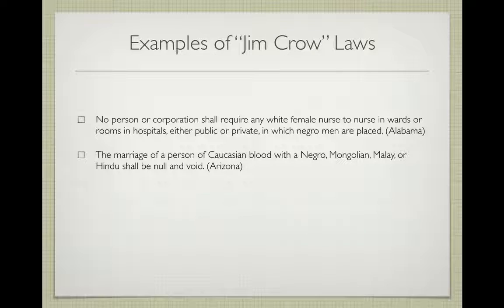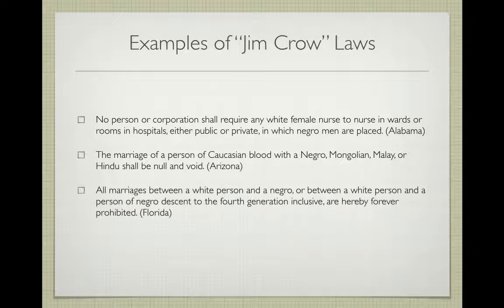You can't have marriage of a person of Caucasian blood with a Negro, Mongolian, Malay, or Hindu. Now Mongolian is a reference to Chinese. Malay is a reference to anyone in the Pacific Islands, including Vietnam, Cambodia, and Thailand, so French Indochina, who are not Malaysian. And Hindu represents anyone from India all the way to the Middle East, which Hindu itself is a religion, so it just makes this whole thing pointless. But nonetheless, you have Arizona that says if you're not even the same race, you cannot marry. That's essentially what that's saying.